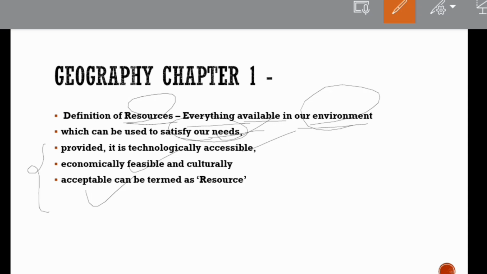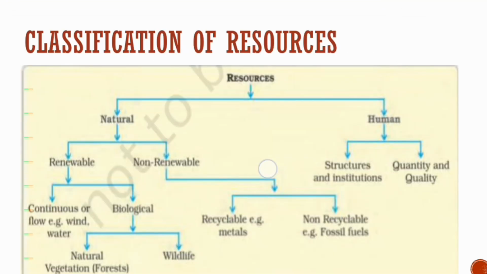Now I will ask you a question: are we humans a resource? Yes, we humans also come under the category of a resource. Anything in our environment that we can use to satisfy our needs and is technologically accessible, economically affordable, and culturally acceptable is termed a resource. Humans are dominant components of resources. Why? Because we convert materials available in our environment into resources to satisfy our needs and we use them. We use technology to convert resources present in our environment.